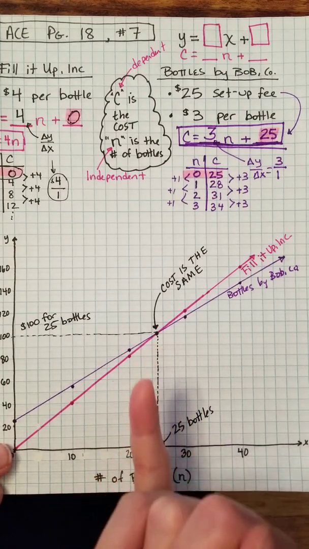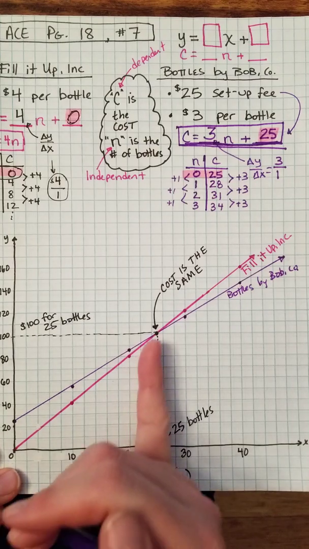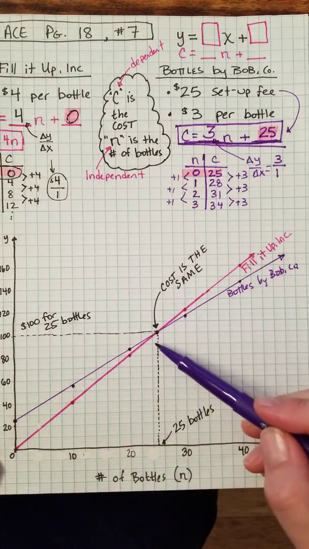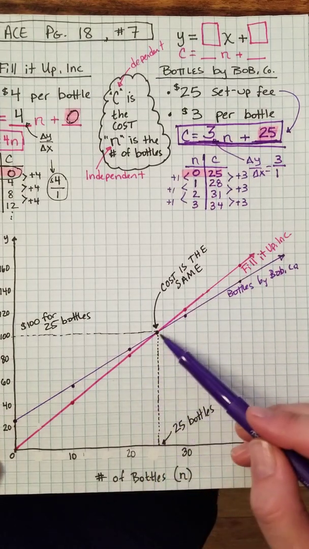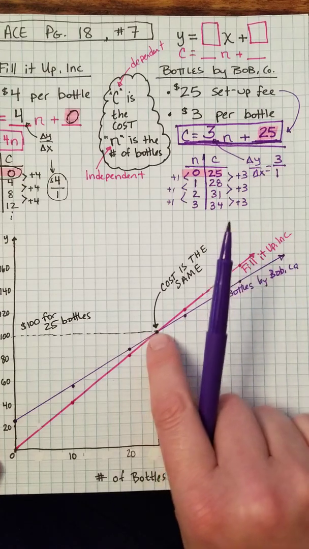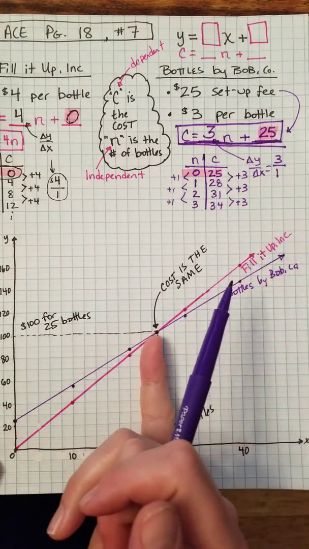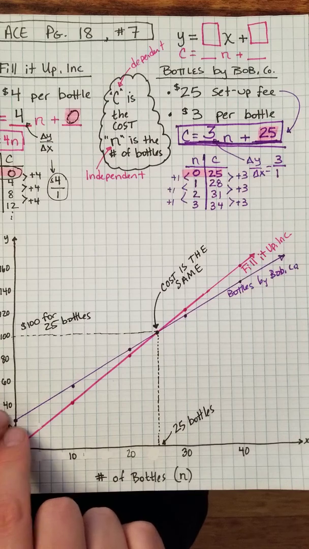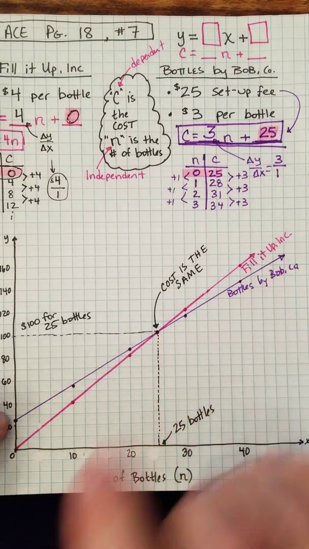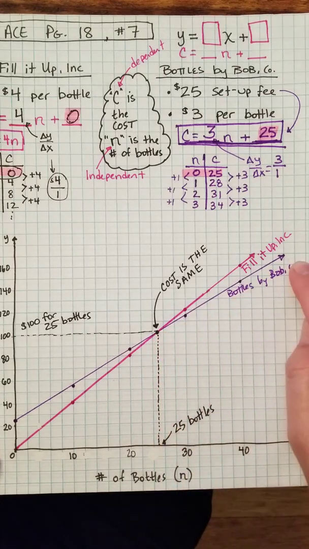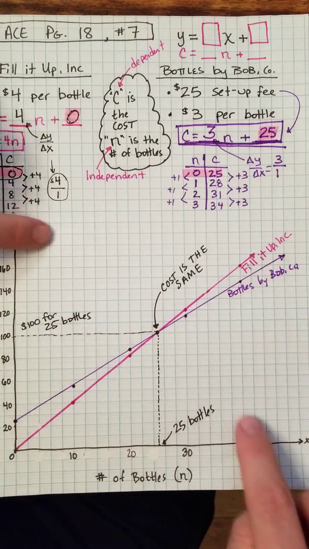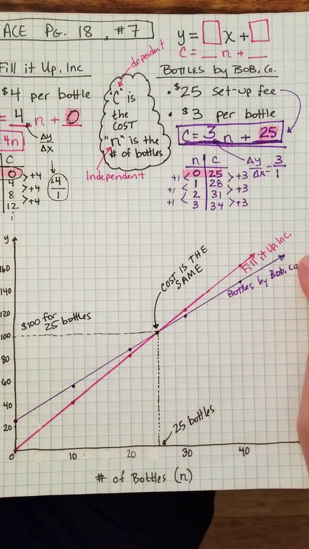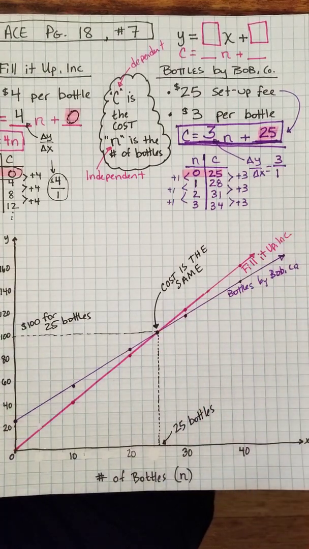If the school is buying more than 25 bottles, which I'm sure they are because there's lots of students they're buying bottles of water for, you're going to want to go with Bottles by Bob because they end up being a lower cost after you pass that 25 bottle point. So you pay more for Bottles by Bob in the beginning because you got the $25 setup fee, but eventually when you keep buying bottles and keep buying bottles, they'll end up being cheaper the more bottles that you buy. So 25 bottles are $100 for both companies, but beyond that, Bottles by Bob is cheaper. Fill It Up will continue to get more and more expensive.